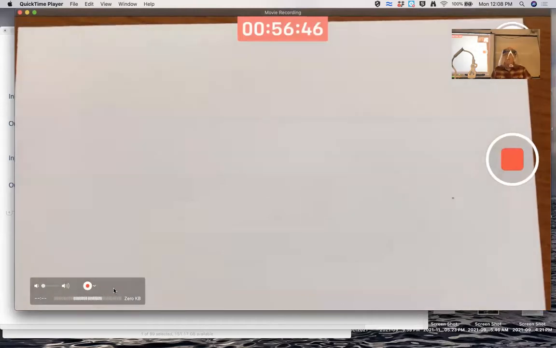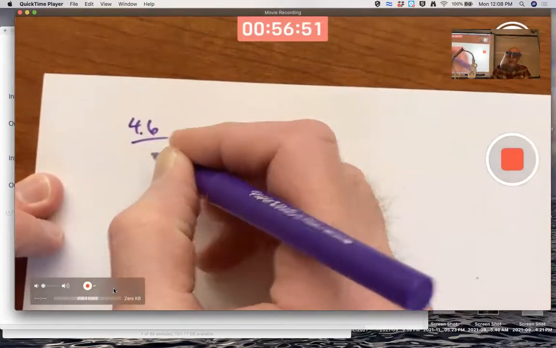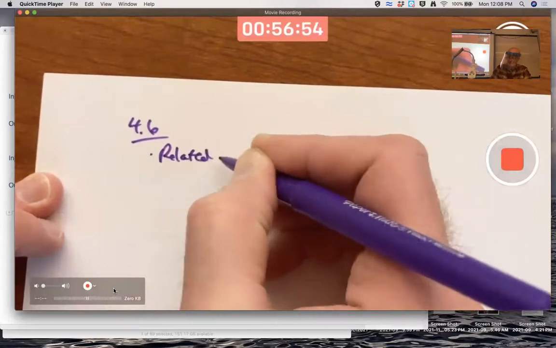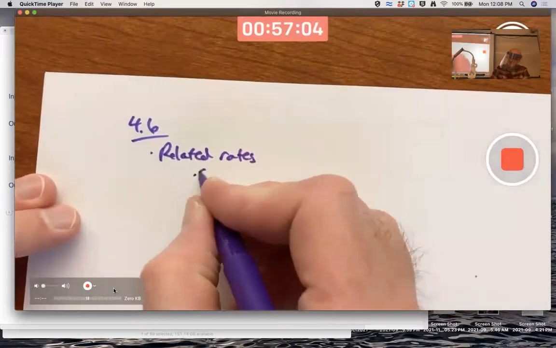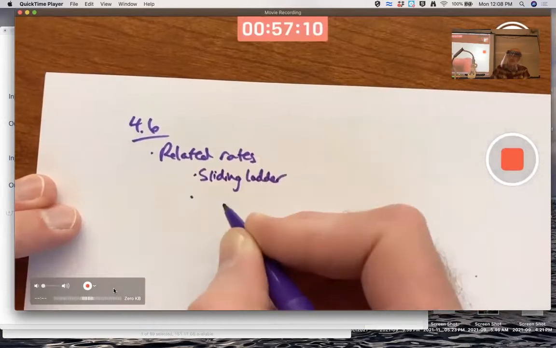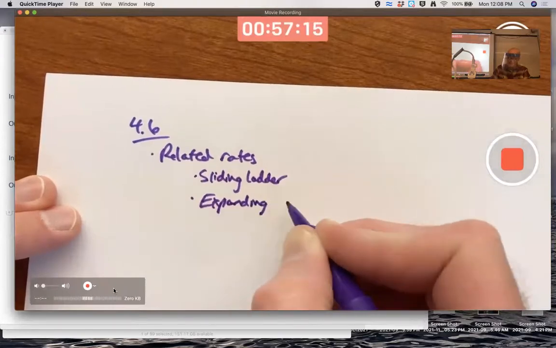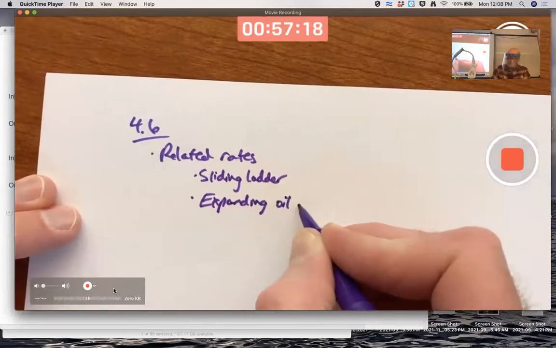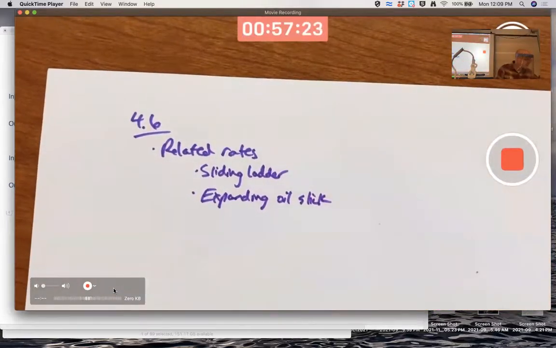Oh, we skipped section 4.5, then we went on to section 4.6, related rates. The problems we did were like the sliding ladder problem, sliding ladder. I think we also did an expanding oil slick. Those are kind of like the simplest kinds of related rates problems you could do. There are many more that can get more complicated, and so we kind of avoided those.